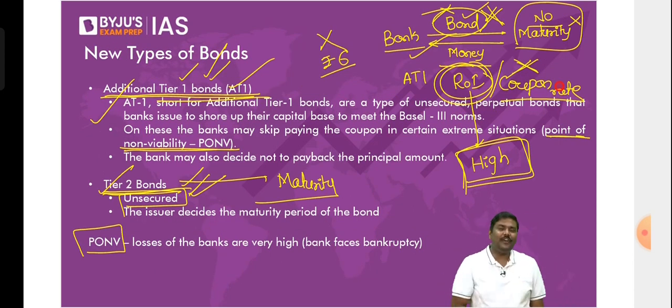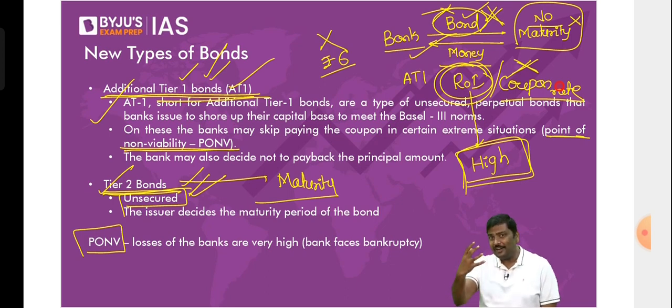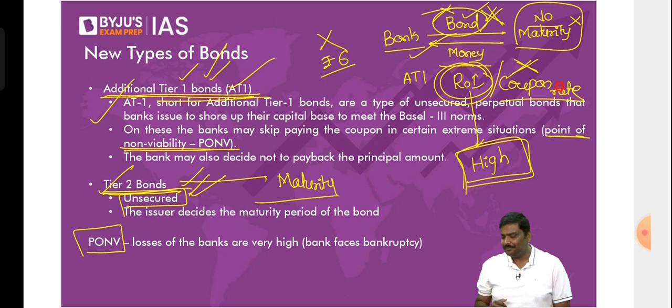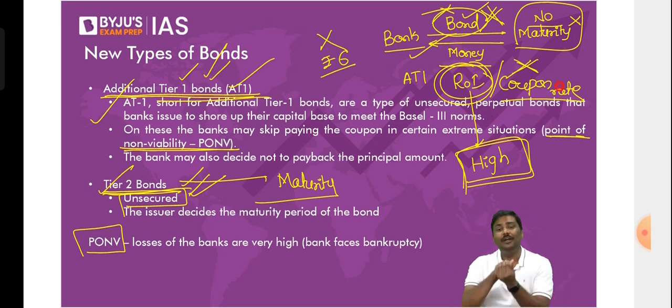Now tell me, in case of an additional tier 1 bond, imagine you have invested in a bank, 100 rupees are given to the bank. If the bank reaches a point of non-viability, can I simply say, I will not give your 100 rupees back? Now whose money is it? Is it my money or your money? It is the bank's money. It is the bank's capital. Simple concept. Do not complicate things here.